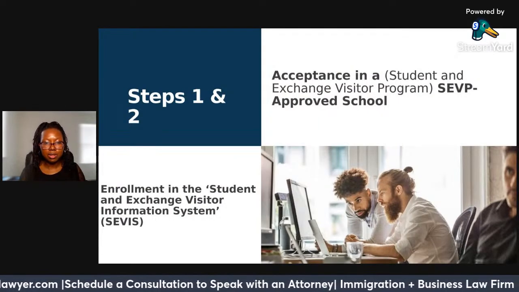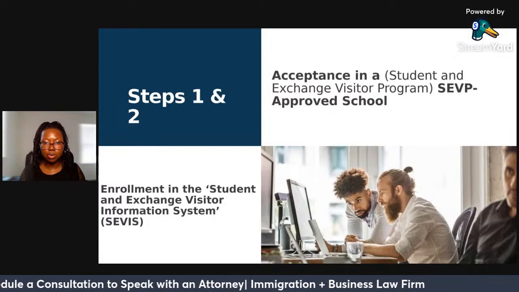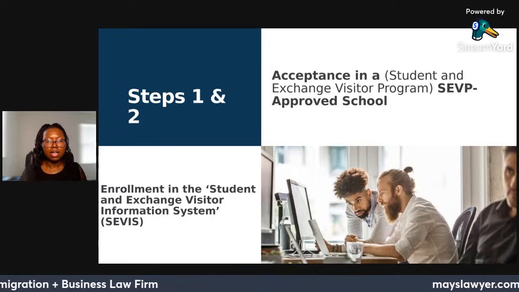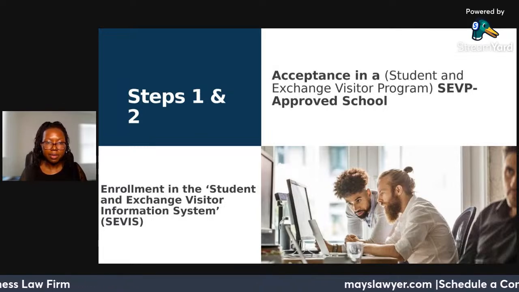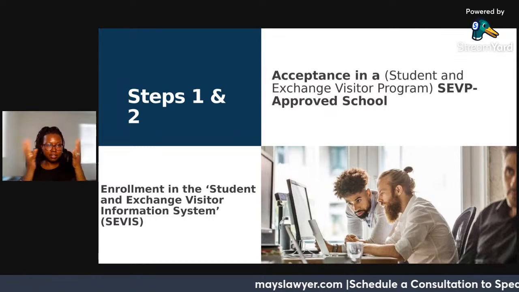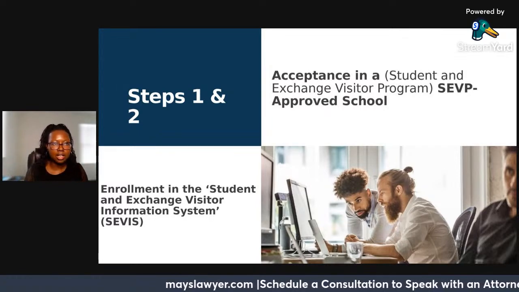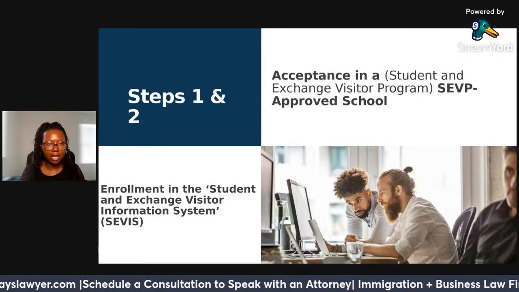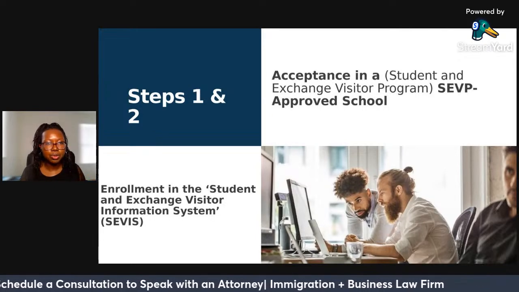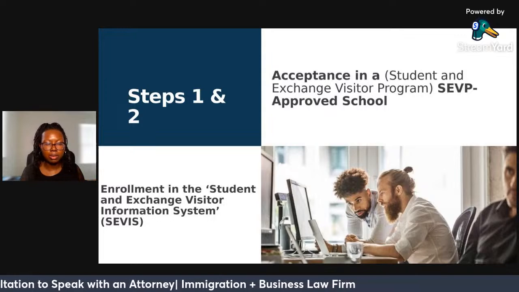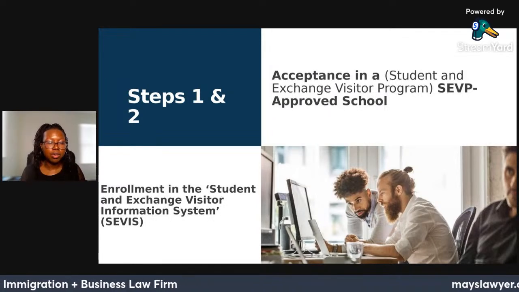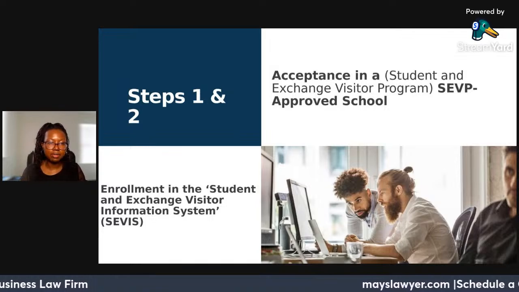All right, so let's get into the process of actually obtaining that visa. First, you would have to get accepted into a school that's recognized by the Student Exchange Visitor Program. So they do have a list of institutions that they recognize. So you would have to be cognizant of that whenever you're applying. Once they accept you, they're going to issue a form I-20, and then you're going to also be enrolled in the Student Exchange Visitor Information System.